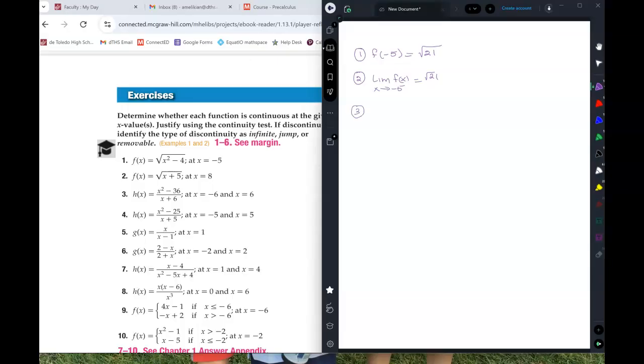So number 3, since f of negative 5 is equal to the limit of f of x as x approaches negative 5, therefore f of x is continuous at x equals negative 5. Okay, hang on. Saying it's continuous, fine. But the most important part of this is the sentence that says justify using the continuity test.